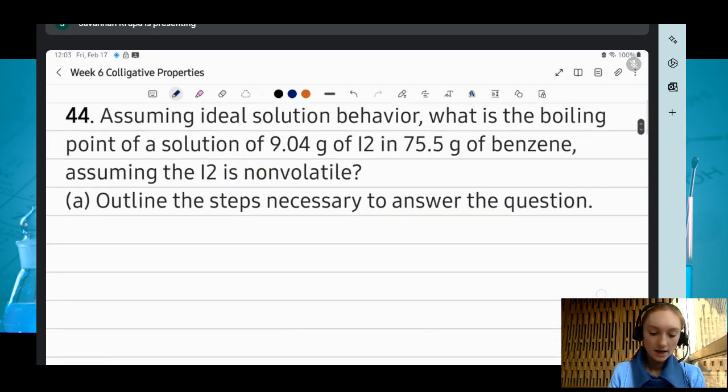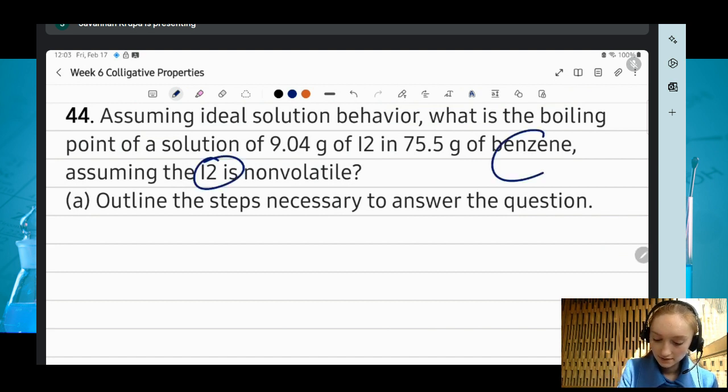So this one asks, assuming ideal solution behavior, what is the boiling point of a solution of 9.04 grams of iodine gas and 75.5 grams of benzene, assuming the iodine gas is non-volatile? So, what we first have to do is outline the steps to answer this question. We're working with the iodine gas, we're working with benzene. It's giving us a mass of the solute as well as the mass of the benzene, and it's asking for the boiling point.